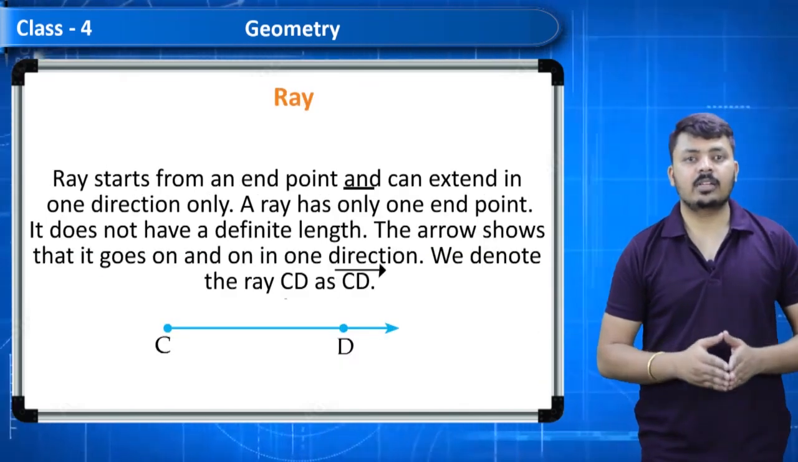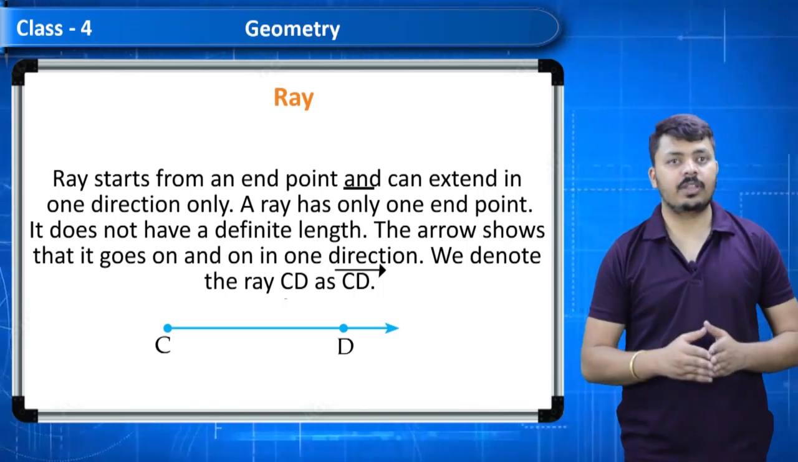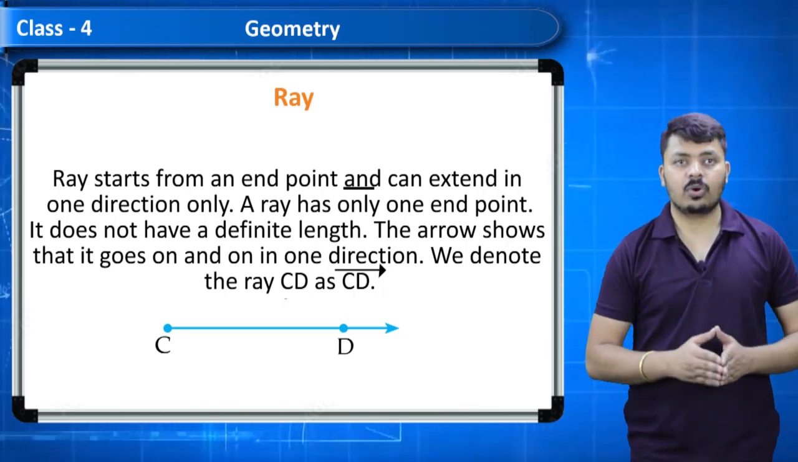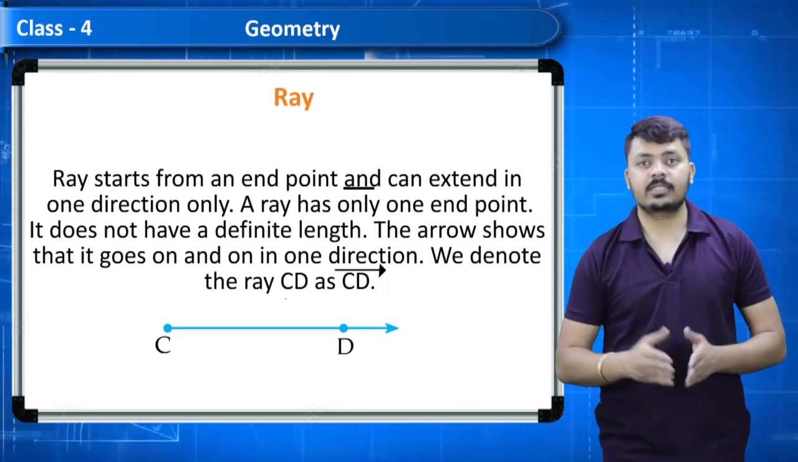Ray. A ray starts from an endpoint and can extend in one direction only. A ray has only one endpoint. It does not have a definite length. The arrow shows that it goes on and on in one direction. We denote the ray CD as given here.